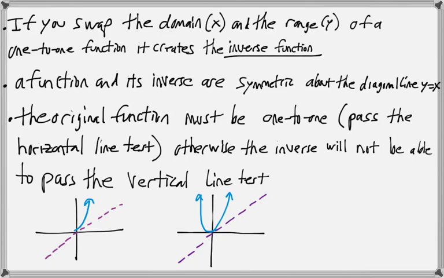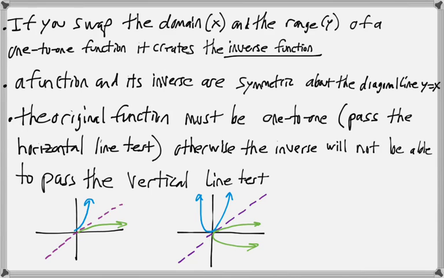So with this first one, if we reflect it across the diagonal line, it looks like this. And you'll see how the original one passes the horizontal line test, meaning it only intersects it once. So the inverse passes the vertical line test. It only intersects it once, which is very important because it has to pass the vertical line test in order to be a function.